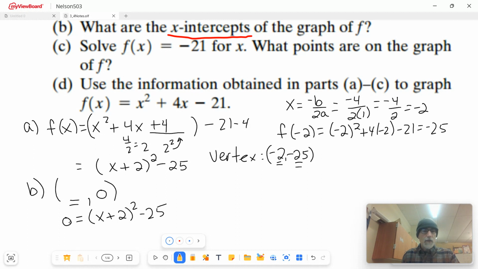If I add 25 to both sides, and then take the square root of both sides, this is kind of a tricky part of the problem, because when you do that, you get plus or minus 5. I'll just put it right up here. I get plus or minus 5 is equal to x plus 2.